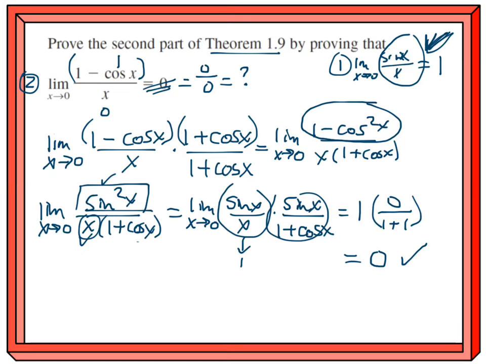So check. We were able to prove the second part of the theorem, whatever you want to call it, that the limit as x approaches 0 of 1 minus cosine x over x is equal to 0. Both of these things, that one and that one, need to be committed to memory.